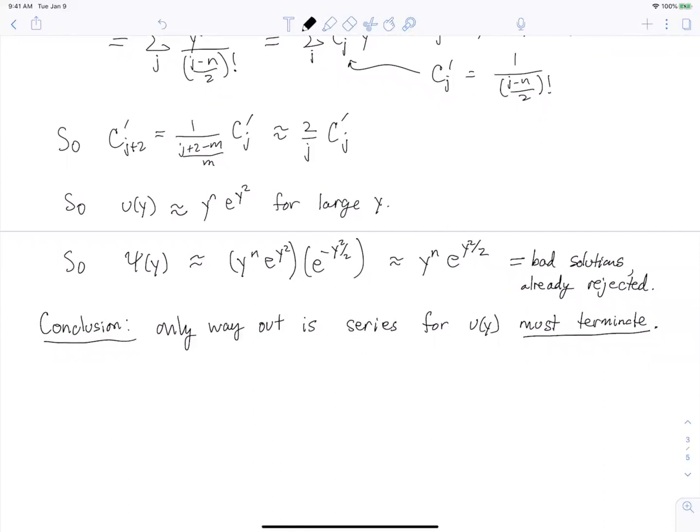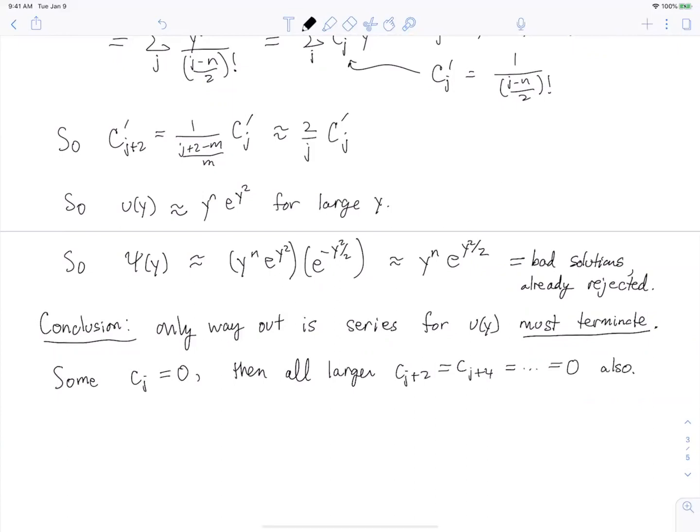Okay, so to realize this dream of the series terminating, it must be true that some coefficient for some integer j is equal to 0. Then all larger j's, so c j plus 2, c j plus 4, all those coefficients will just vanish also. Okay, so that's what we need to have happen in order to have a solution that works.